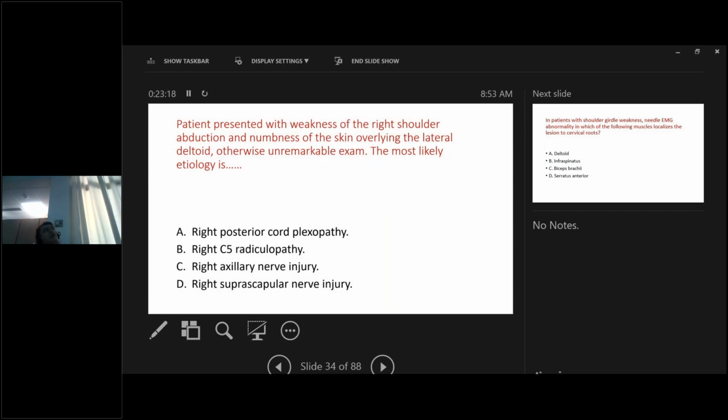Patient presented with weakness of the right shoulder abduction and numbness of the skin overlying the lateral deltoid. Otherwise unremarkable exam. The most likely etiology is. So the strongest shoulder abductor is? Deltoid. Correct. Okay, so it's the axillary, because the axillary does innervate a small patch over the deltoid skin. So this is the axillary nerve.